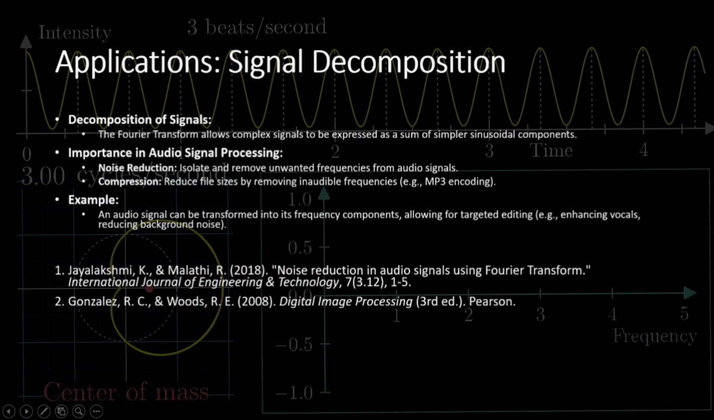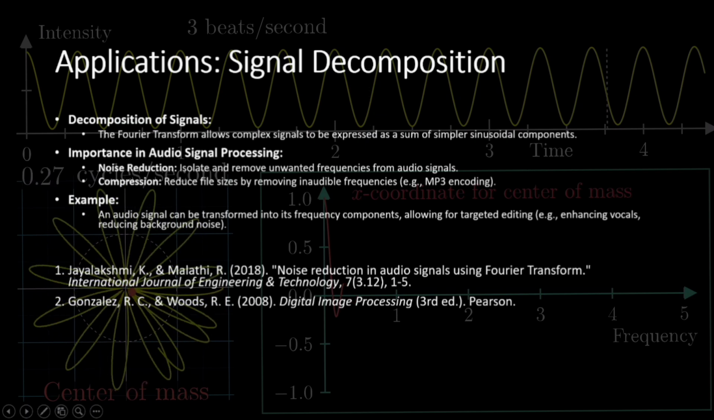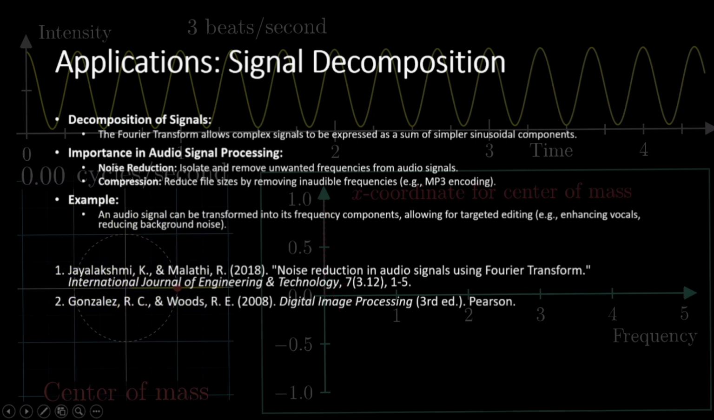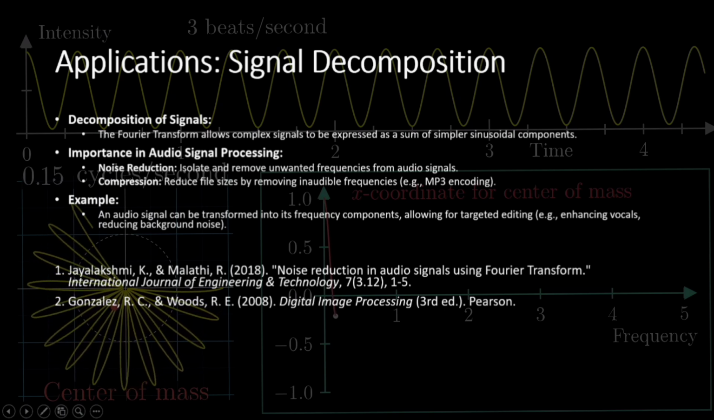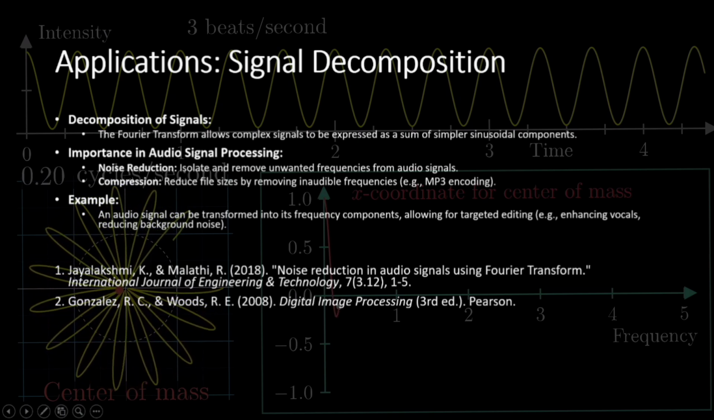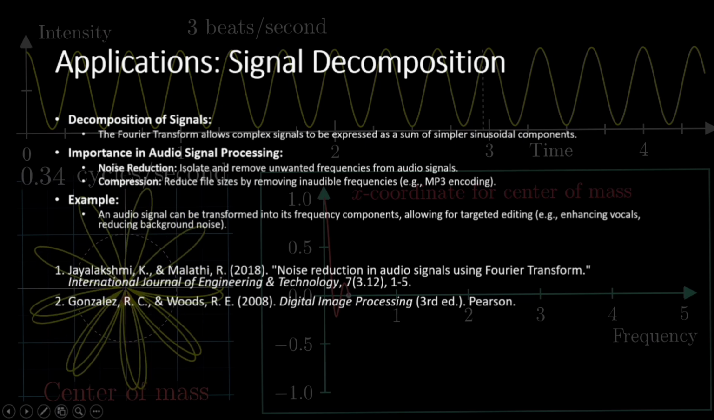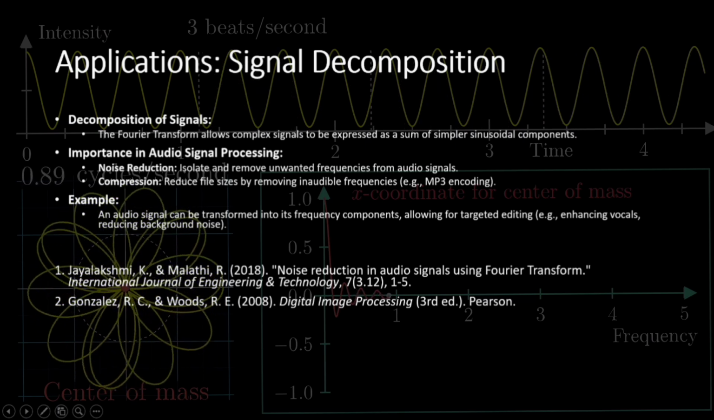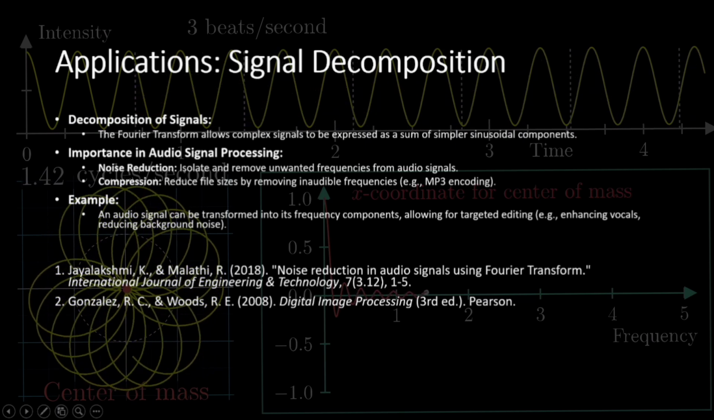For example, when we want to reduce noise in a recording, we can transform the audio signal into the frequency domain. Once there, it becomes easier to isolate and remove unwanted frequencies, such as background noise, while keeping the important parts of the audio intact. Similarly, in audio compression, like MP3 encoding, the Fourier transform helps by eliminating inaudible frequencies, making the file size smaller without noticeable loss in quality.